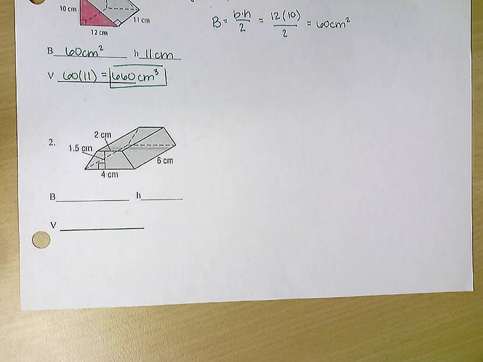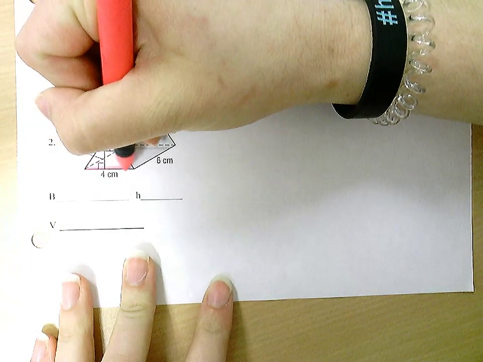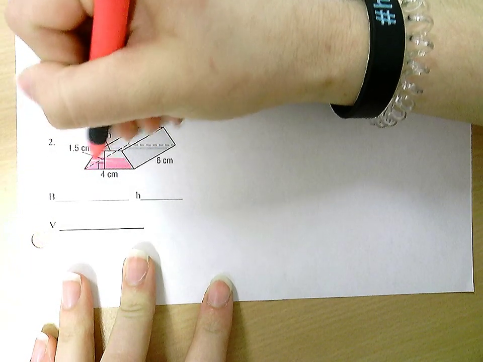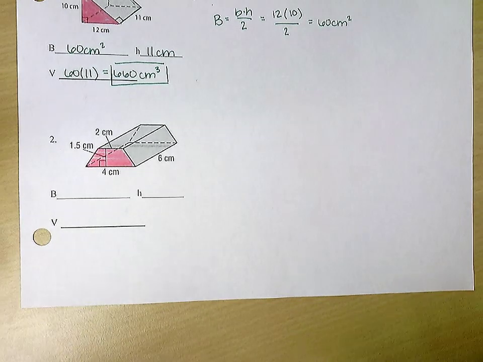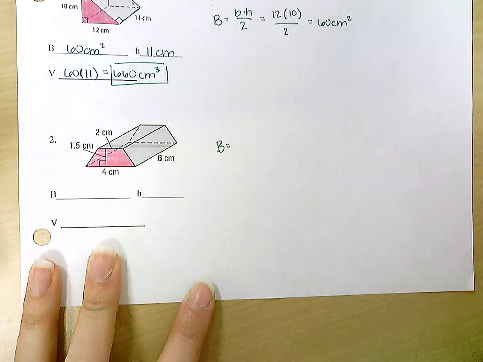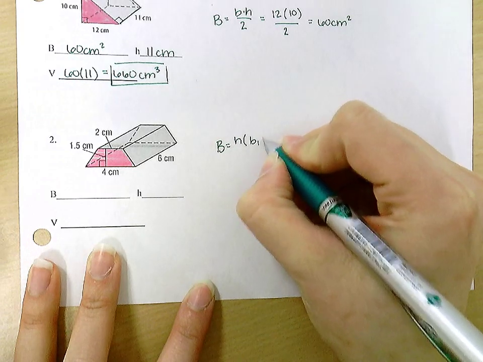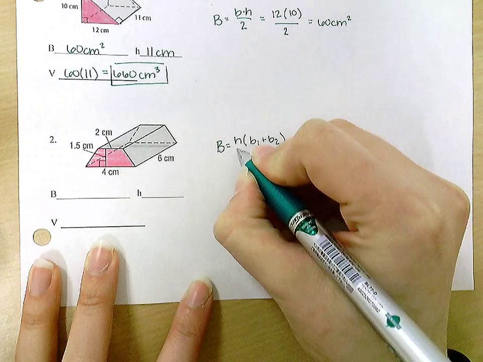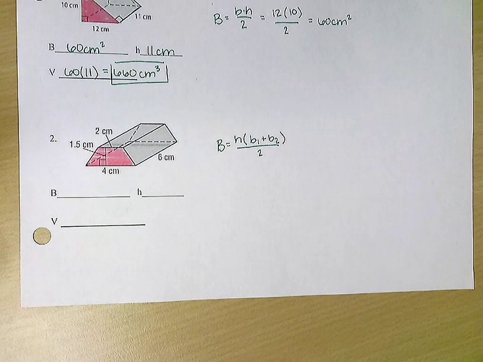The base shape is a trapezoid. So my base here is that trapezoid. To find capital B, or the area of that base, I need to take the height times your two bases added together divided by 2. That's how you find the area of a trapezoid.